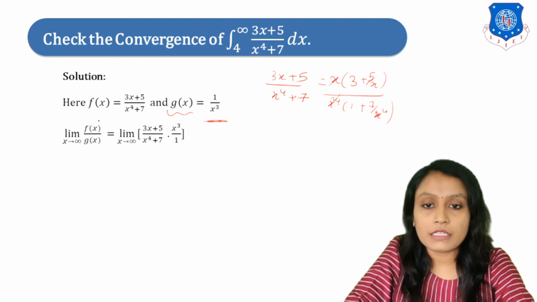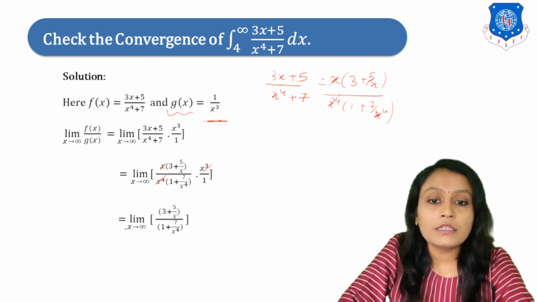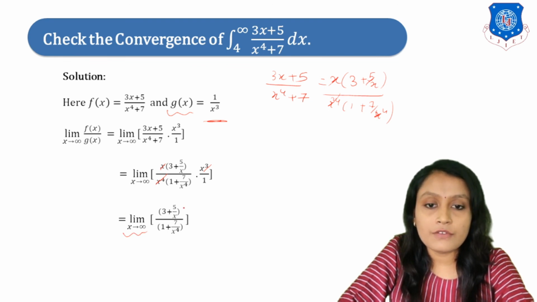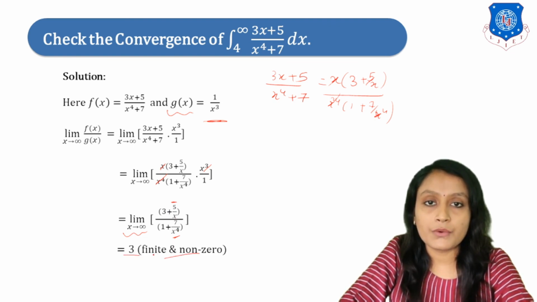Now we will find the limit, that is limit x tends to infinity of f(x) upon g(x). That is equal to limit x tends to infinity of this function f(x) and this function g(x). Now we will use the same procedure. Take out x common from the numerator and take out x raised to 4 common from the denominator. So this x cube and x, that is x raised to 4, will cancel out. So what remains is this. Now if you apply the limit x tends to infinity, these two terms will go to 0. So what remains is only 3, which is a finite and non-zero term.